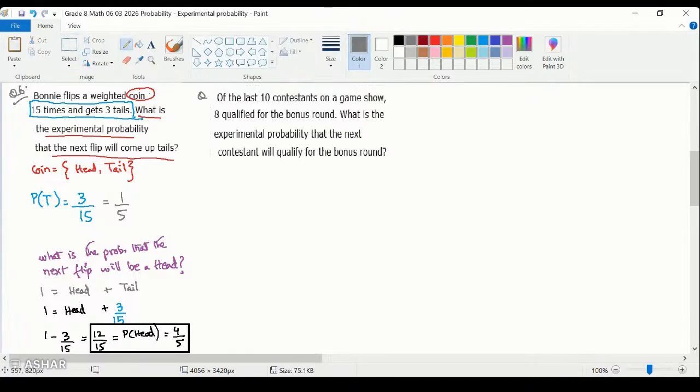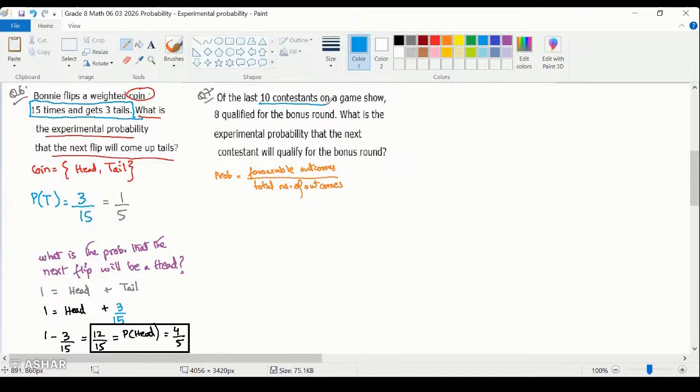Question number 7. How many contestants are there? We always find the probability by using the formula for the probability. The formula was favorable outcomes divided by total number of outcomes. Agreed? This is how we find the probability.